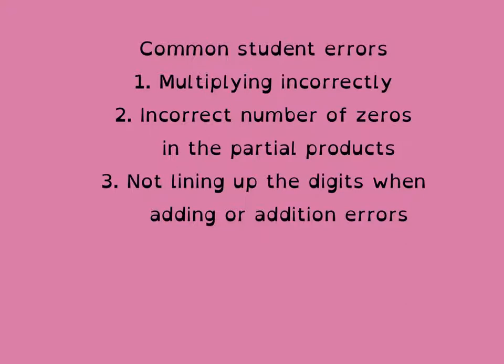Common student errors when completing area models are, first, multiplying incorrectly. Second, incorrect number of zeros, so when they're multiplying the partial products, they either have too many or too few zeros. Sometimes what I have students do is underline the basic fact and then they can count their zeros so they know how many zeros should be in their problem after they complete the basic fact.